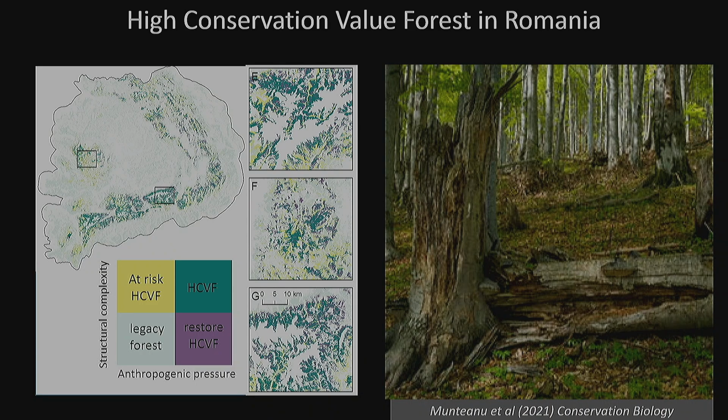So these are the areas in green on the map, which are forests that most resemble primary forests based on the historical time series and have low anthropogenic pressure. At the same time, we identified where the areas that are at risk are, so these risk high conservation value forests, where the structural complexity of the forest is high, but the anthropogenic pressure is high as well. And also legacy forests, we call them, so areas that have been used and harvested for a long time and where the likelihood of reaching a structural complexity remains low in the future.